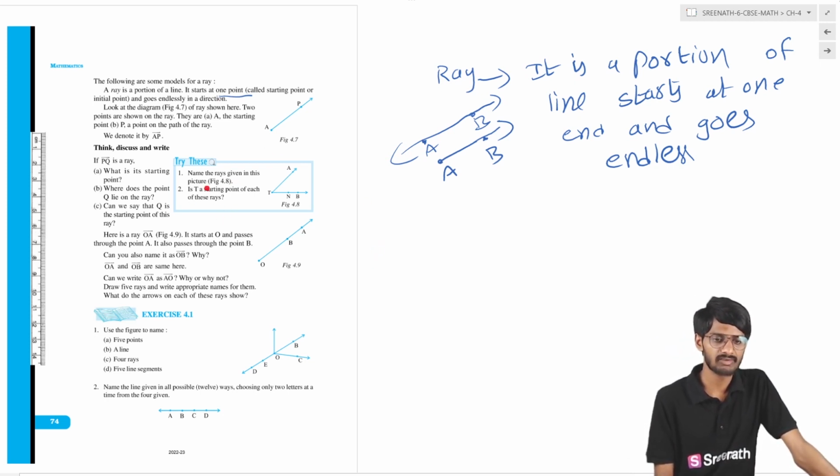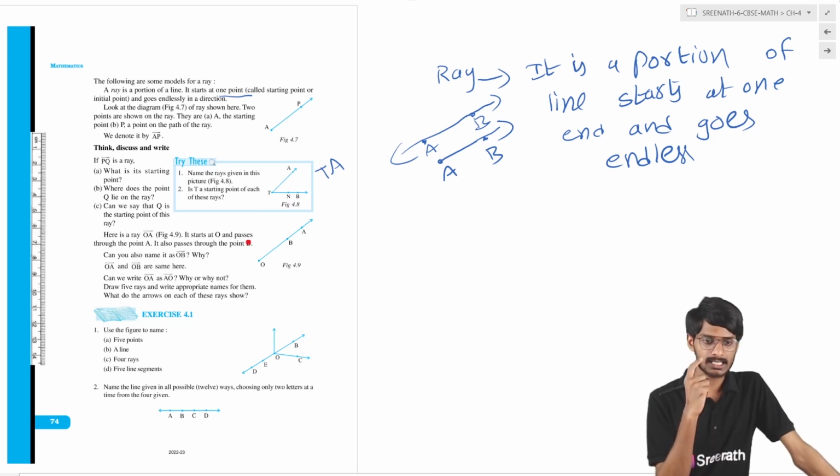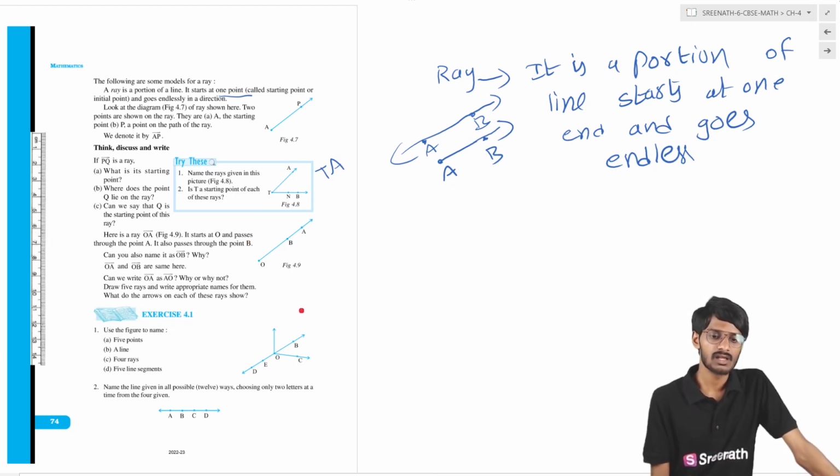Now name the rays given in this picture. So what are the rays in this picture? TA is one ray. It has its starting point at this point and goes on increasing. Its one end is the initial end and its final end goes on increasing. So from this figure, what are the rays? TB, TN, and NB. TA is a ray, TB is also a ray, TN is also a ray, students. Here OBA and O2A are also rays, students. So that is about rays, students.